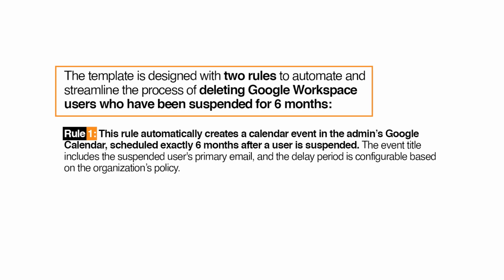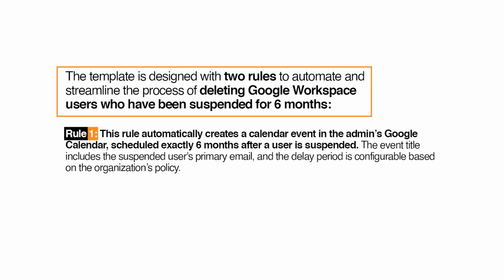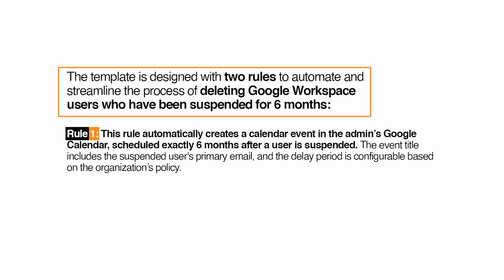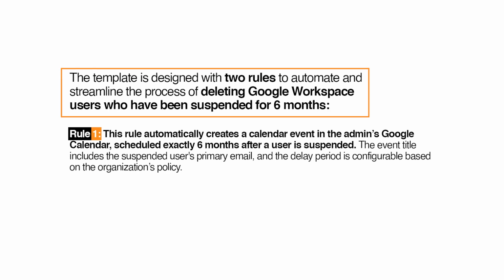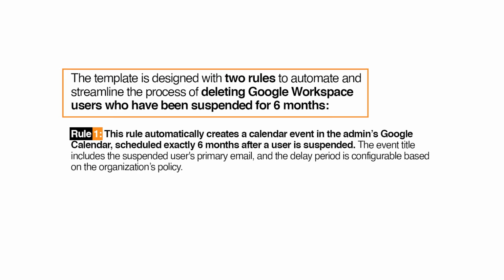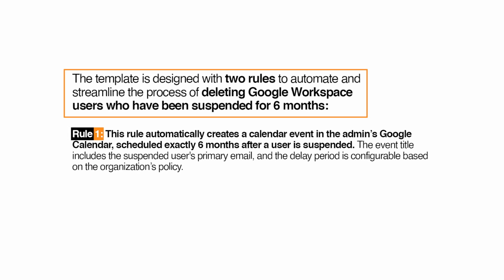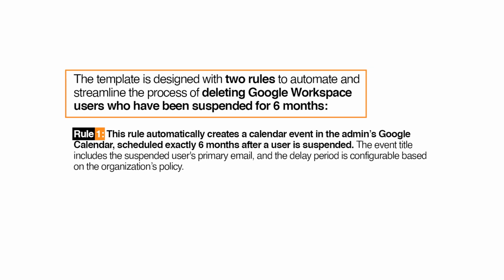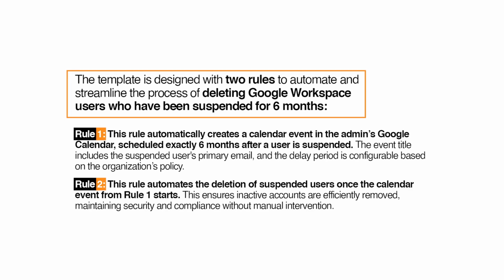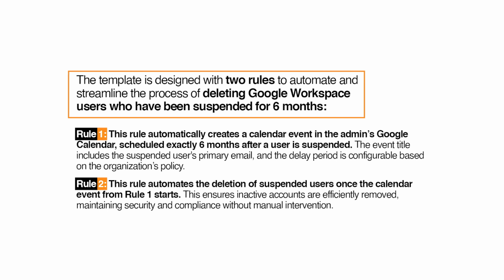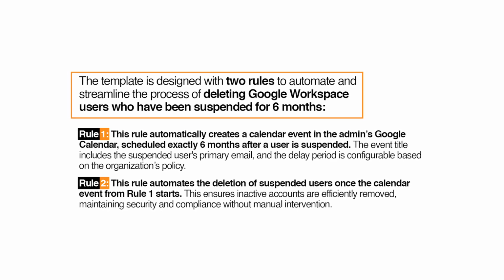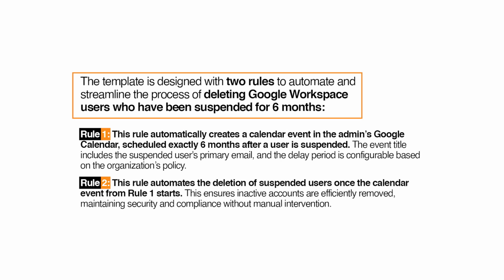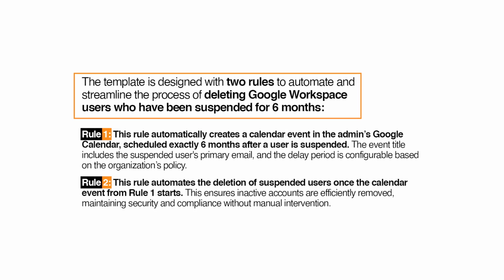Rule 1. This rule automatically creates a calendar event in the admin's Google Calendar, scheduled exactly 6 months after a user is suspended. The event title includes the suspended user's primary email, and the delay period is configurable based on the organization's policy. Rule 2. This rule automates the deletion of suspended users once the calendar event from Rule 1 starts. This ensures inactive accounts are efficiently removed, maintaining security and compliance without manual intervention.